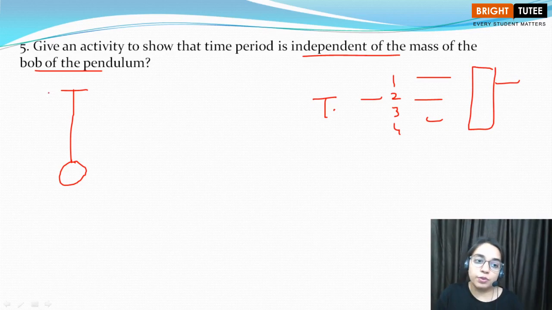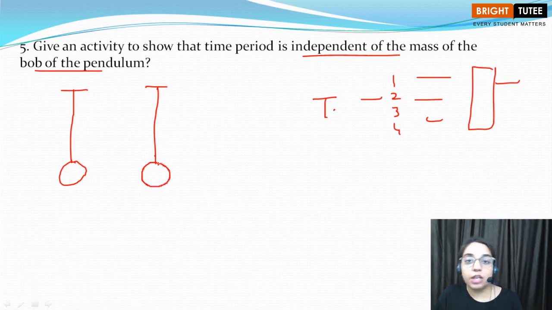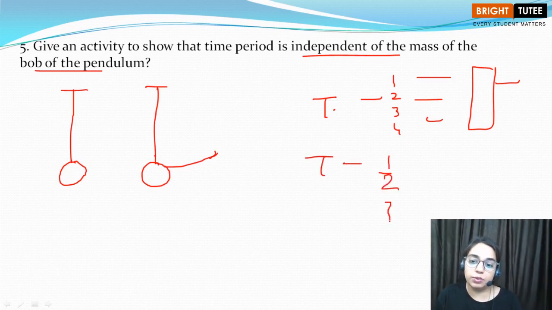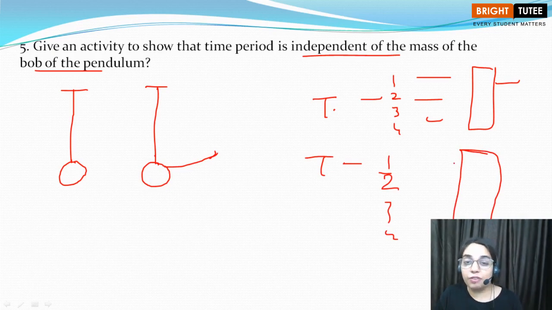Now you have to keep the string of the same length and attach some other bob. Maybe you can even attach a stone, then displace it and measure the time interval. Take some readings, 1, 2, 3 and 4, and you will find that even when the bob was changed, the time interval came out to be the same. So we can say that the time period is independent of the mass of the bob of the pendulum.